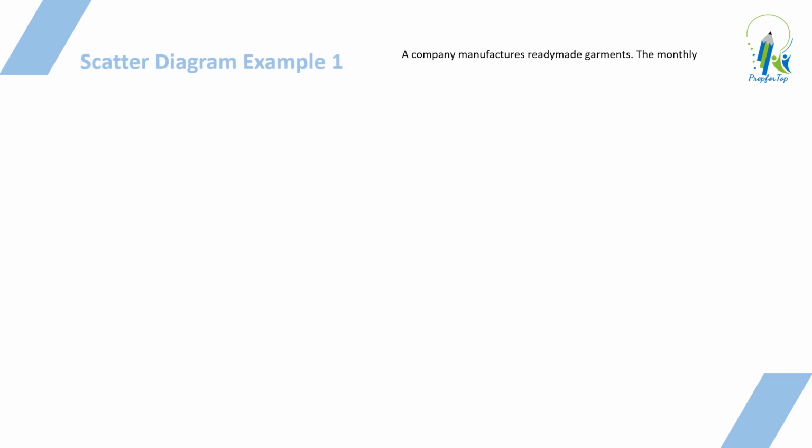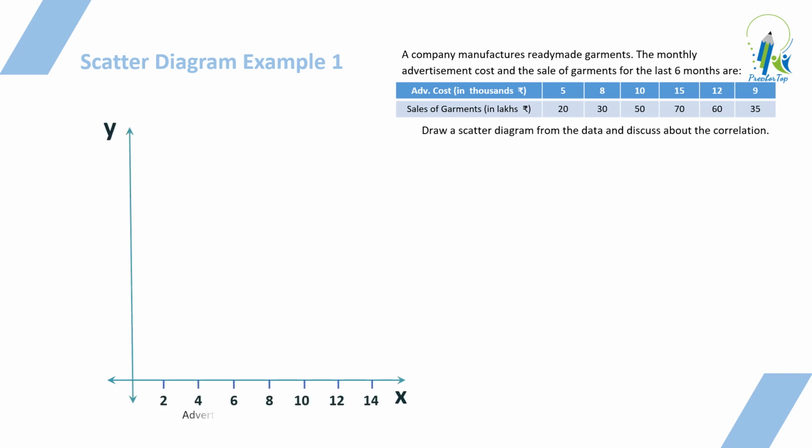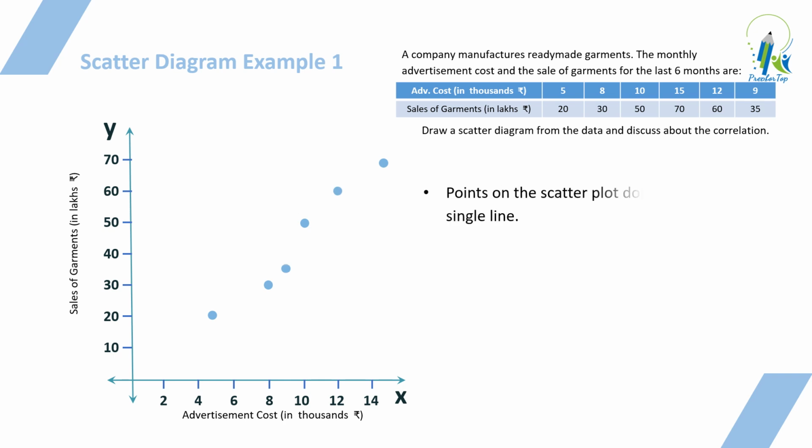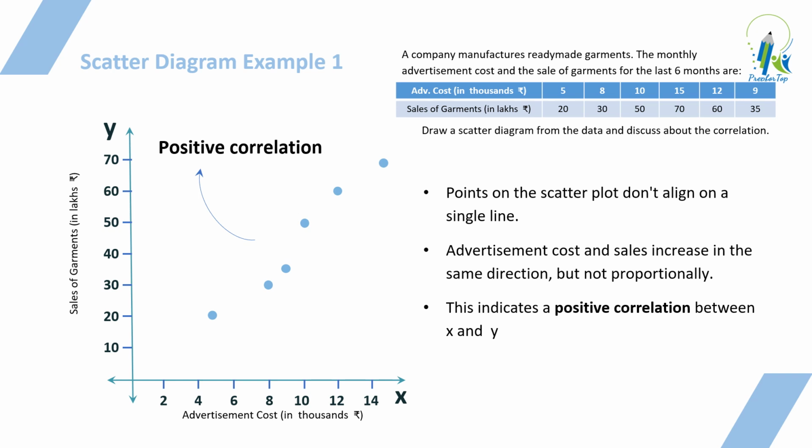Example 1. A company manufactures ready-made garments. The monthly advertisement cost and the sale of garments for the last 6 months are as follows. Analysis: points on the scatter plot do not align on a single line. Advertisement cost and sales increase in the same direction, but not proportionally. This indicates a positive correlation between X and Y.